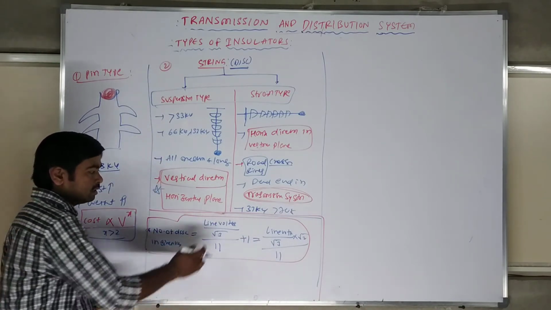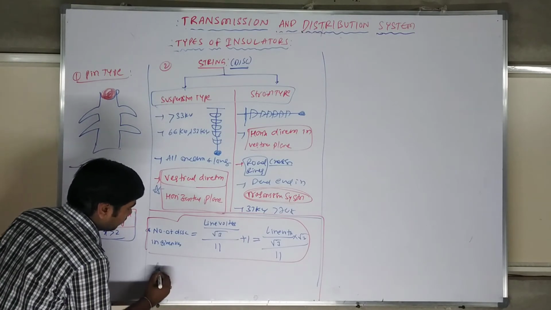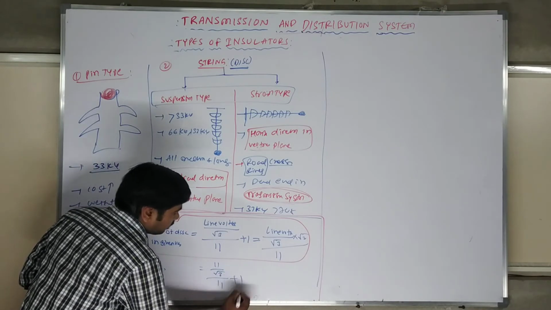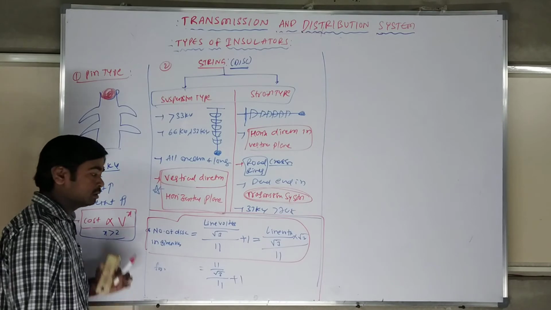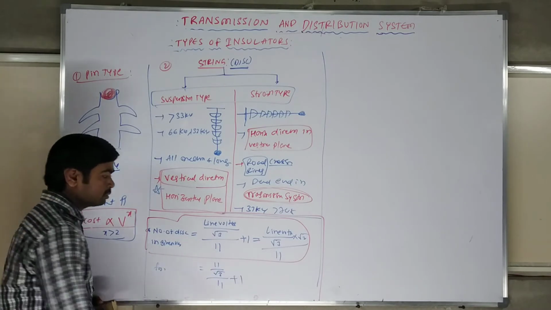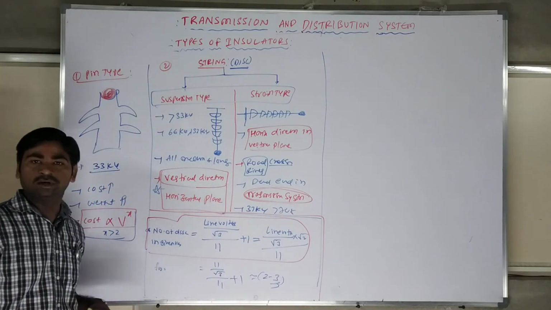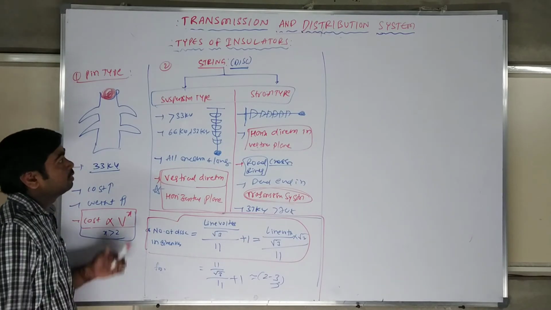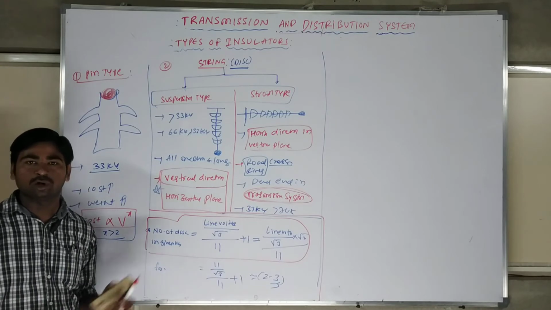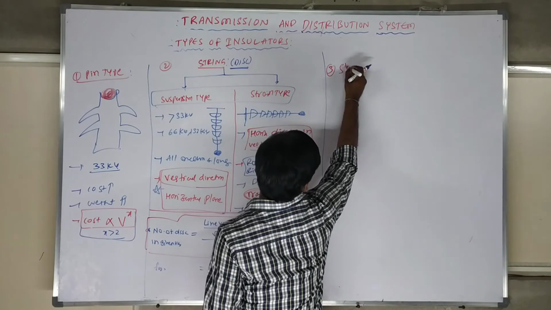For 11 kV lines, for example, how many discs? It is 11 by root 3 by 11, plus 1. The 11 cancels, giving 1 by root 3 plus 1, so approximately 2 to 3 discs we can use for an 11 kV transmission line. In such a way we can do the analysis of strain and suspension type insulators. I hope you understand. Now we go for the third type, the shackle type insulator.